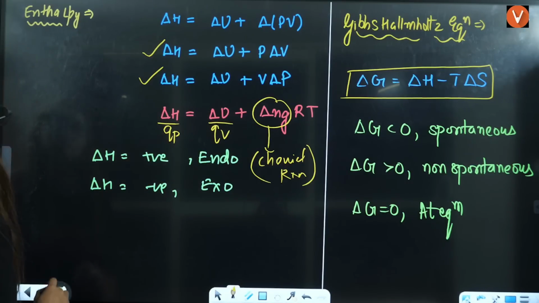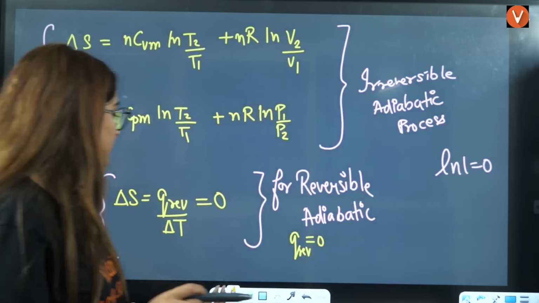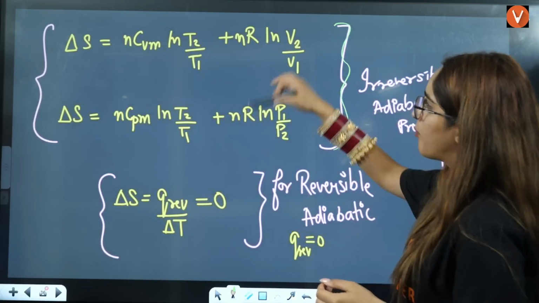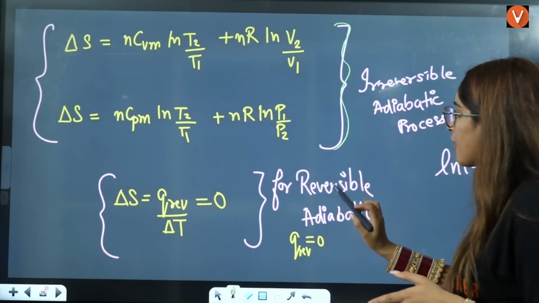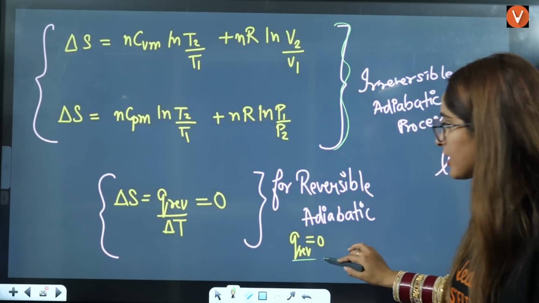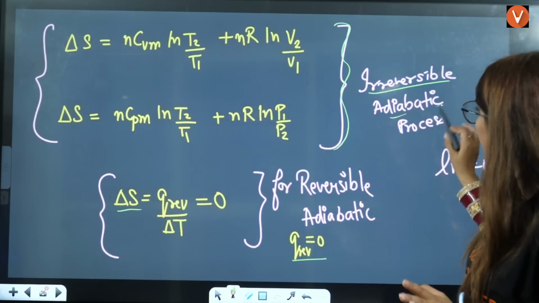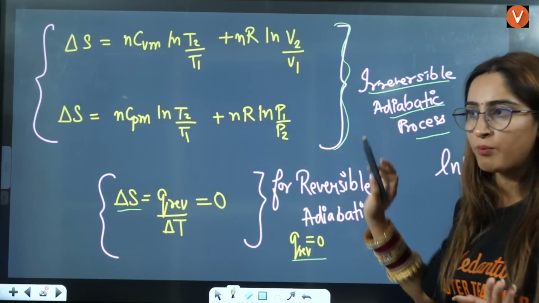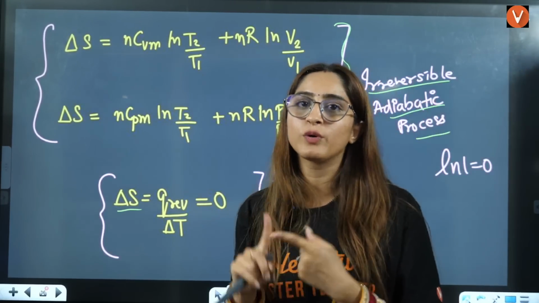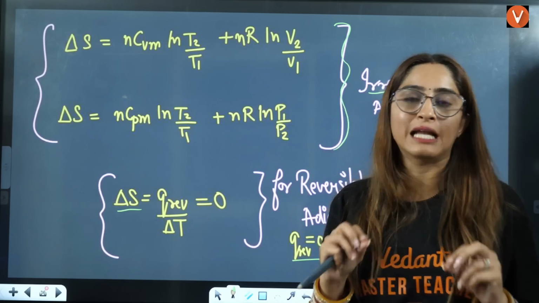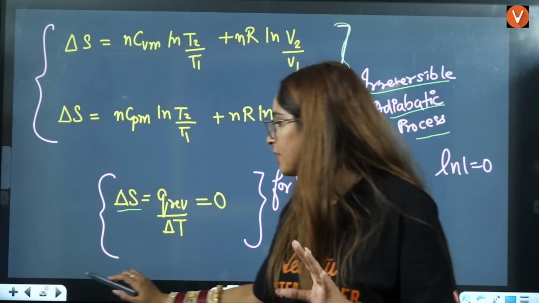Got it? Okay. Then this is for entropy. Just remember these two formulas. For reversible adiabatic, Q reversible is 0, so delta S will be 0. For irreversible adiabatic, you will use any of these formulas. And here they don't ask you calculative questions. In this, they will directly ask you the formula. Directly the formula will be asked.